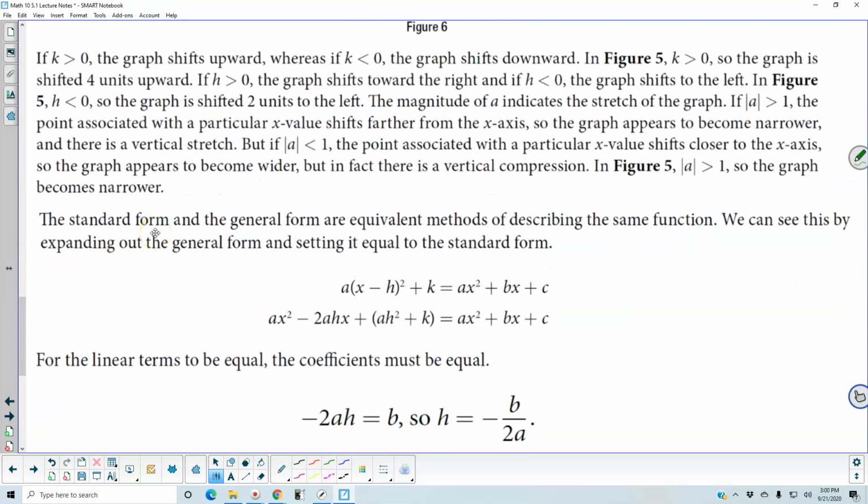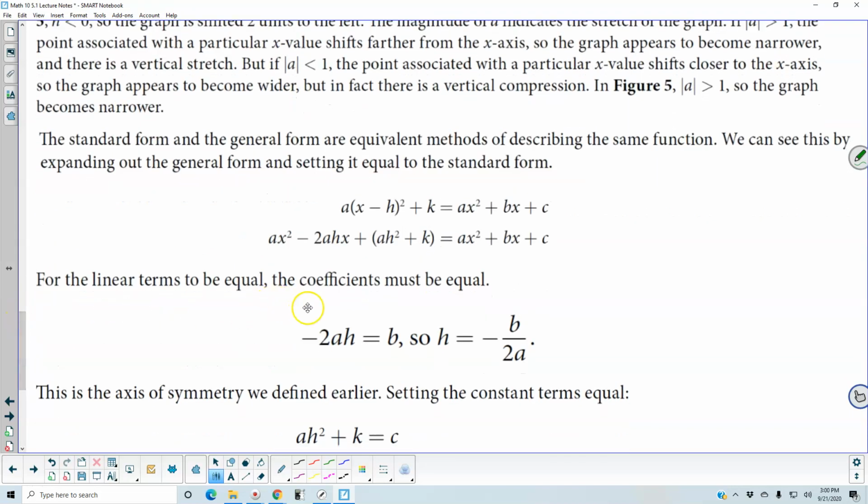Now the standard form and the general form are equivalent methods of describing the same function. We can see this by expanding out the general form and setting it equal to the standard form. So here is the standard form, and here's the general form. We can expand this by the following. If we take x minus h squared and multiply it, we get ax squared minus 2ahx plus ah squared plus k. And that's equal to ax squared plus bx plus c.